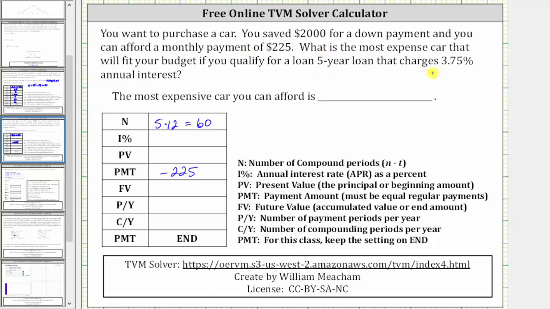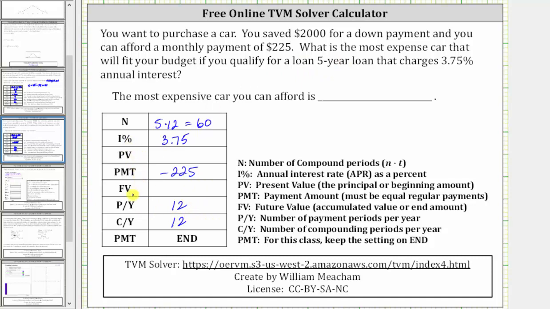The loan interest rate is 3.75%, and therefore I% is 3.75. And the payments per year and compounds per year are both 12. Again, because the payments are monthly, we also assume the interest is compounded monthly. So now we're left with present value and future value.